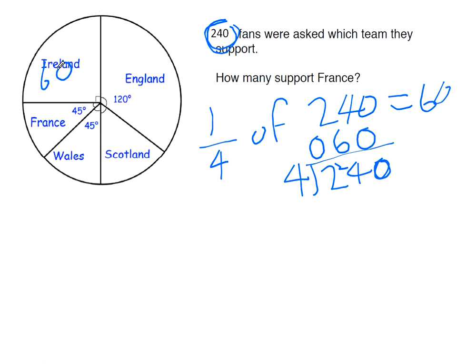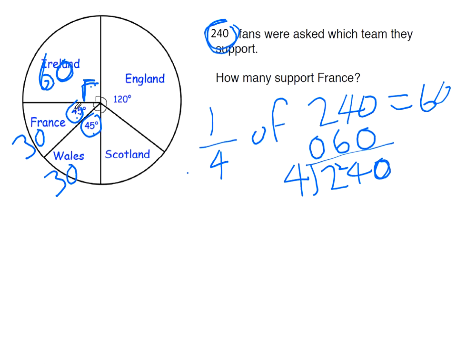I can easily work out what France is. France and Wales are the same amount because it's the same angle. They have the same representation on the pie chart. We know that this bit there is 90 degrees, and then this 45 degrees, we know 45 degrees is half of 90. Since 45 degrees is half of 90, you work out half of 60. Half of 60 is 30. So France is 30. Wales will also be 30 because they are the same angles on this pie chart.